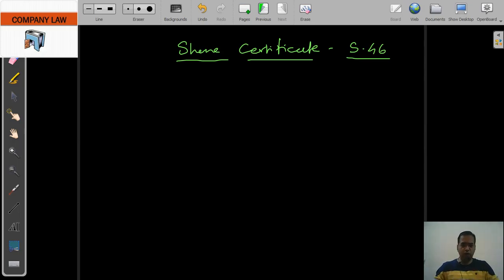So when you are holding the share certificate, it is a kind of evidence that you are the shareholder of the company. So whenever share certificates are issued, in future when a shareholder is going to transfer the shares to another person, the share certificates are also required to be transferred along with that. So what are the various important provisions relating to share certificates which are given in the Companies Act under section 46? Let's try to understand.